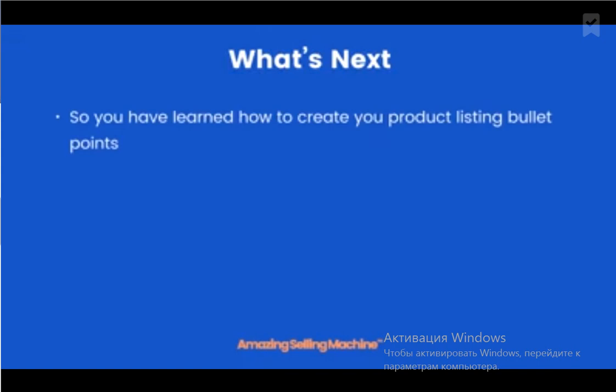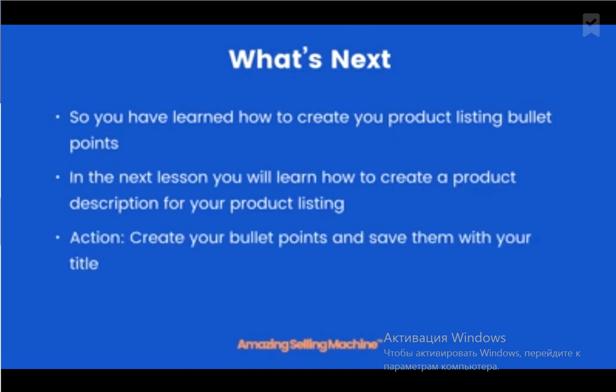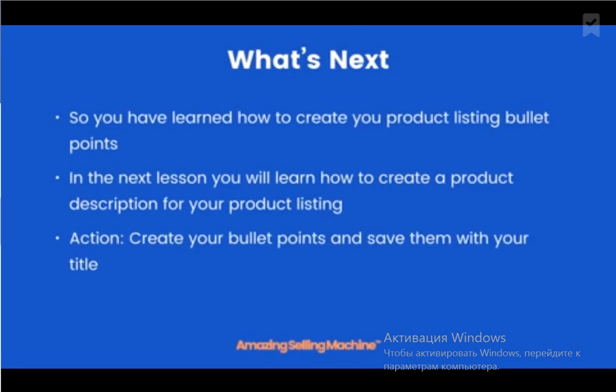So what's next? So you've learned how to create your product listing bullet points. In the next lesson, you will learn how to create a product description for your product listing. Action: create your bullet points and save them with your title. But that's it for this lesson.